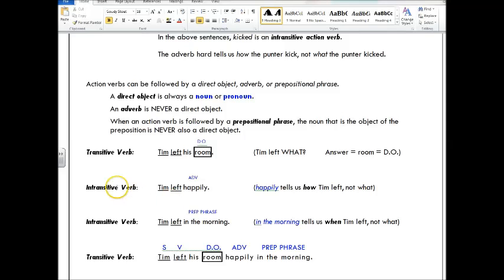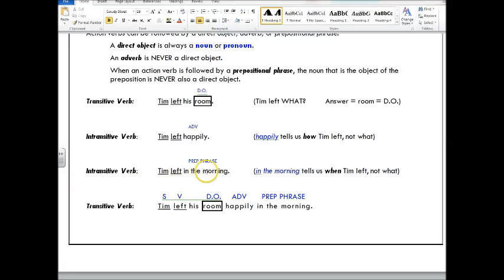So some examples. Tim left his room. Tim left what? The answer is room. So room is a direct object, left being the verb, Tim being the subject. And that makes left a transitive verb here because it has a direct object. Tim left happily. Happily tells us how he left, not what he left or where. And so happily is an adverb. So left in this sentence is an intransitive verb.